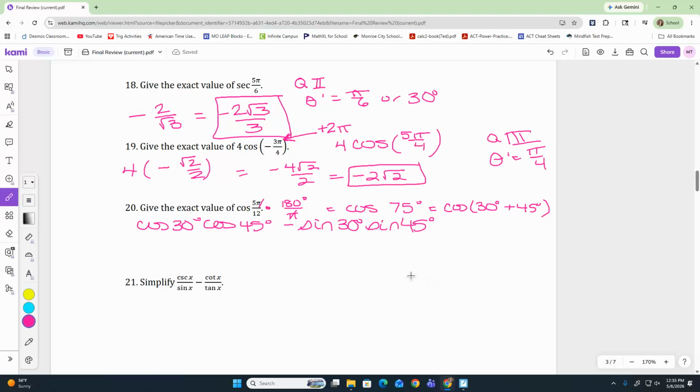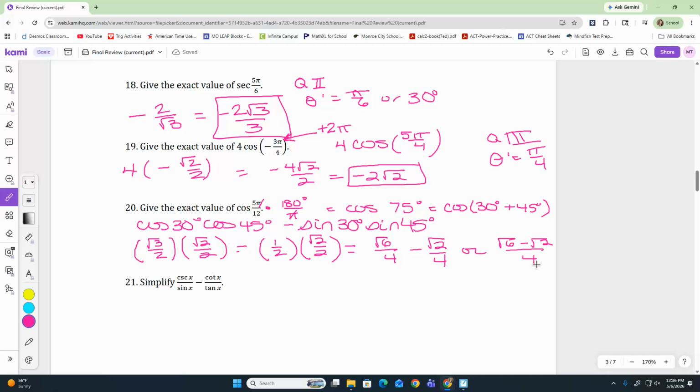Anytime you get stuck and you don't know what to do, look at your formula sheet and see if something would help. Cosine of 30. So that would be square root of the bottom over 2. Cosine of 45. Sine of 30. And sine of 45 equal 2 over 2. So if we multiply, we get radical 6 over 4 minus radical 2 over 4. You can leave it like that or write one fraction. Either way is fine.